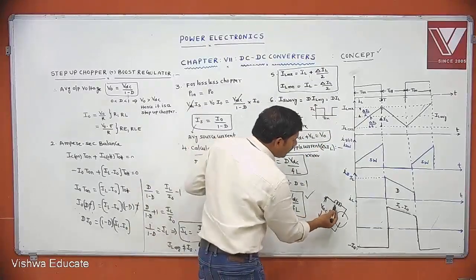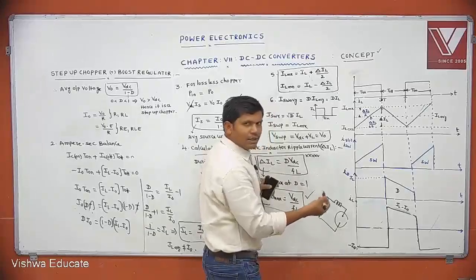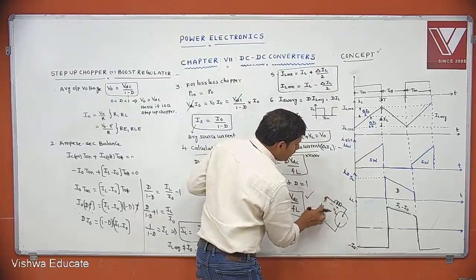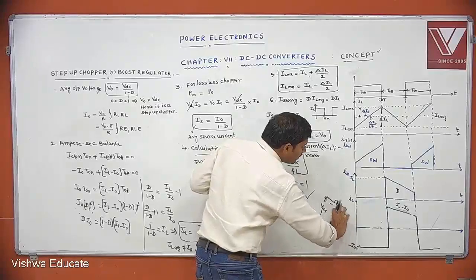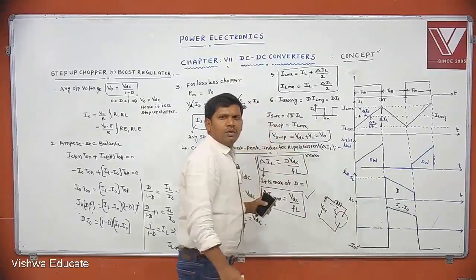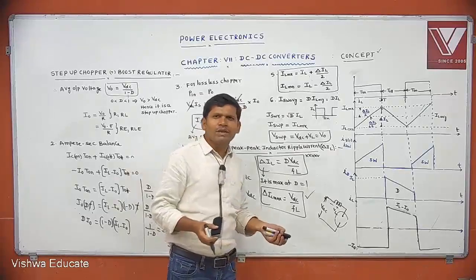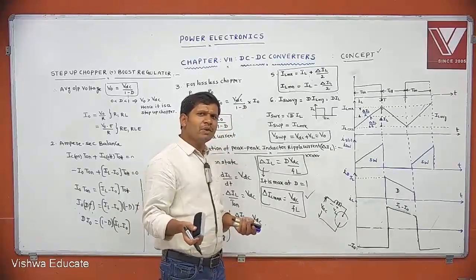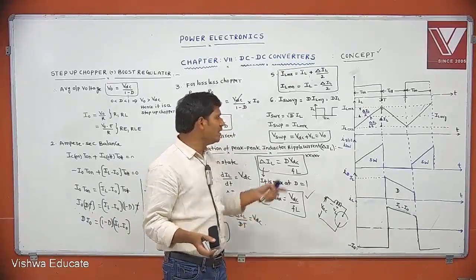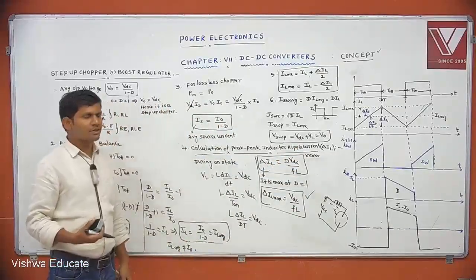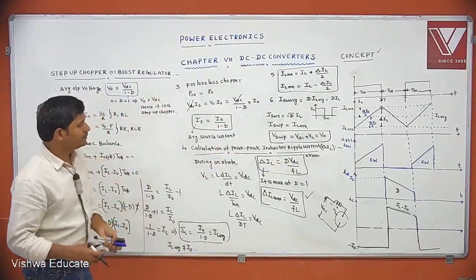The peak voltage across the switch equals VDC plus VL, because after reversing the polarity, the inductor releases its energy. This is minus plus VL, this is minus plus VDC. VDC plus VL is the peak voltage across the switch. In the case of buck regulator, the peak voltage across the switch is only VDC. But here it is VDC plus VL. This is the sixth parameter. Understood?